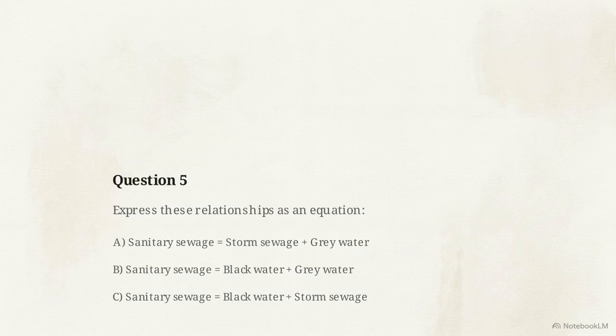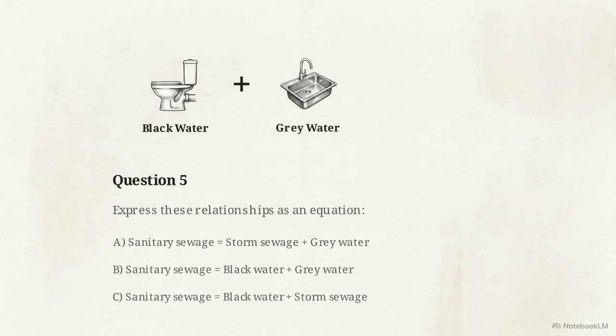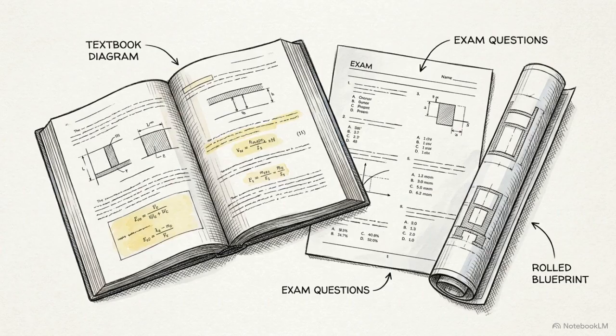Question 5 asks you to express these relationships as an equation. Since sanitary sewage is the sum of all household waste before stormwater is added, option B is correct. Sanitary sewage equals black water plus gray water. Establishing these definitions early provides the baseline logic needed to differentiate between more complex system behaviors later.